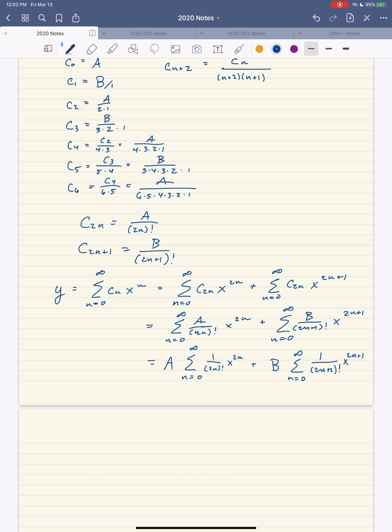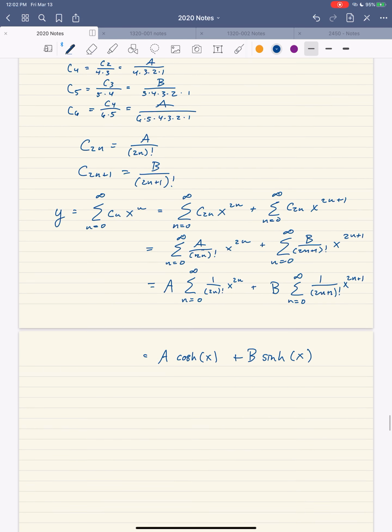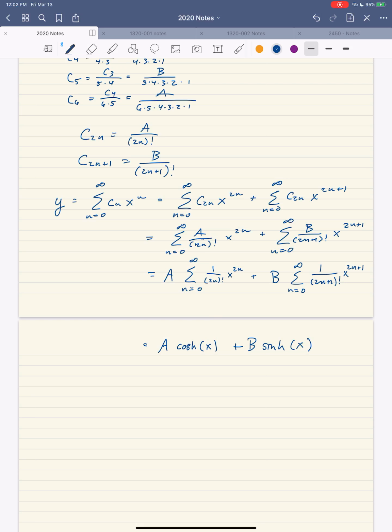And these are both power series for known functions. So this first one is a power series for hyperbolic cosine. So this is a hyperbolic cosine of x plus b sinh of x, hyperbolic sine. And so that's our solution. That's going to be the values that solve this differential equation.